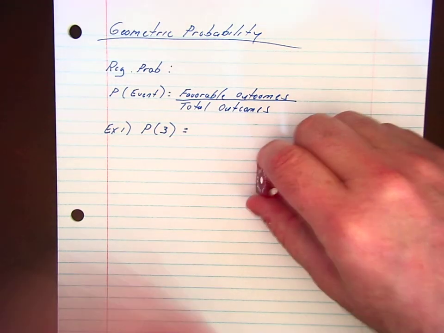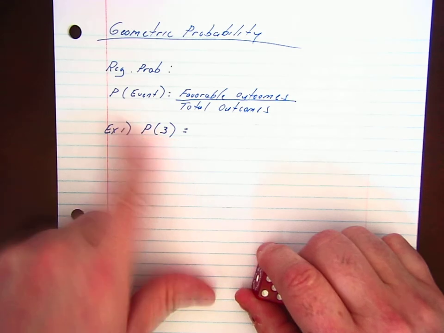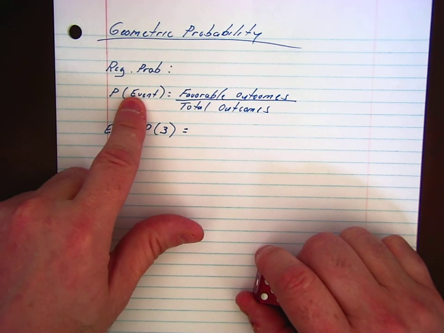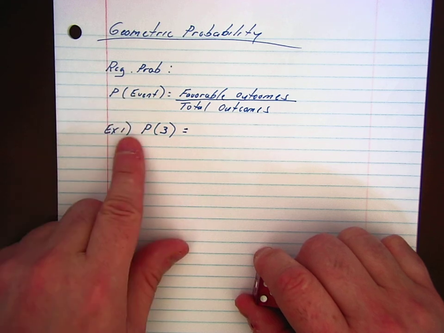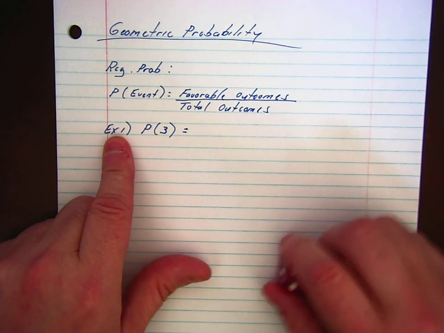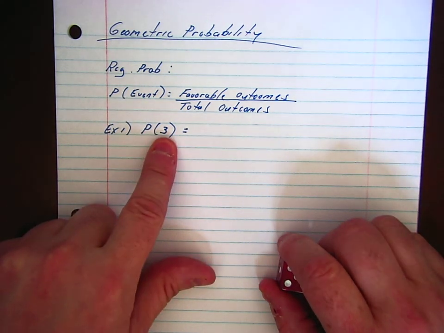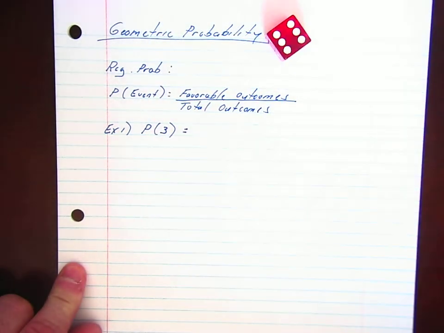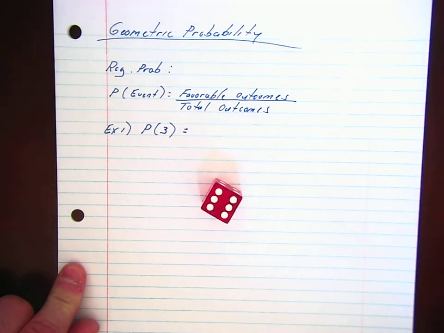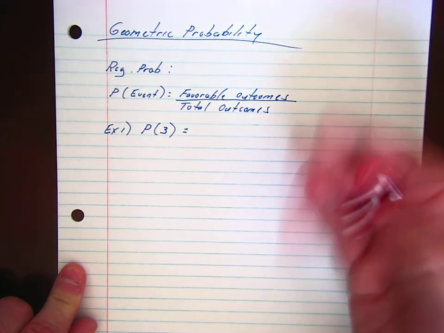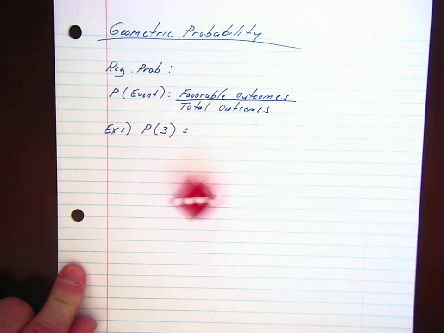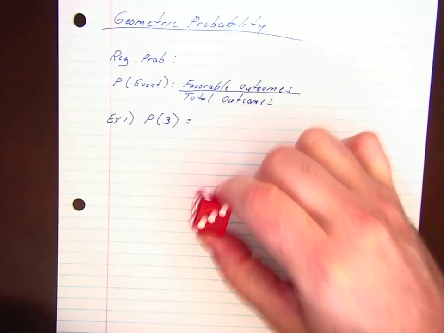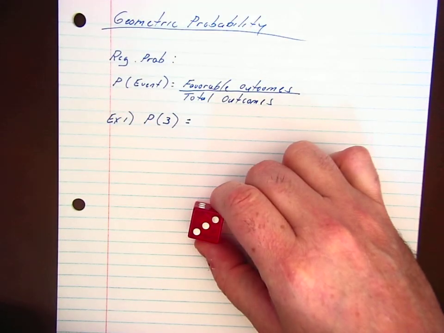What I wrote here is the notation: the P, and then in parentheses is what you're trying to find the probability of. Example number 1 says, what's the probability that you roll a 3? If I rolled this die and got a 6, another 6, another 6, a 4, a 6, and then I finally get a 3, what's the probability, if I only roll it once, that I end up with a 3?